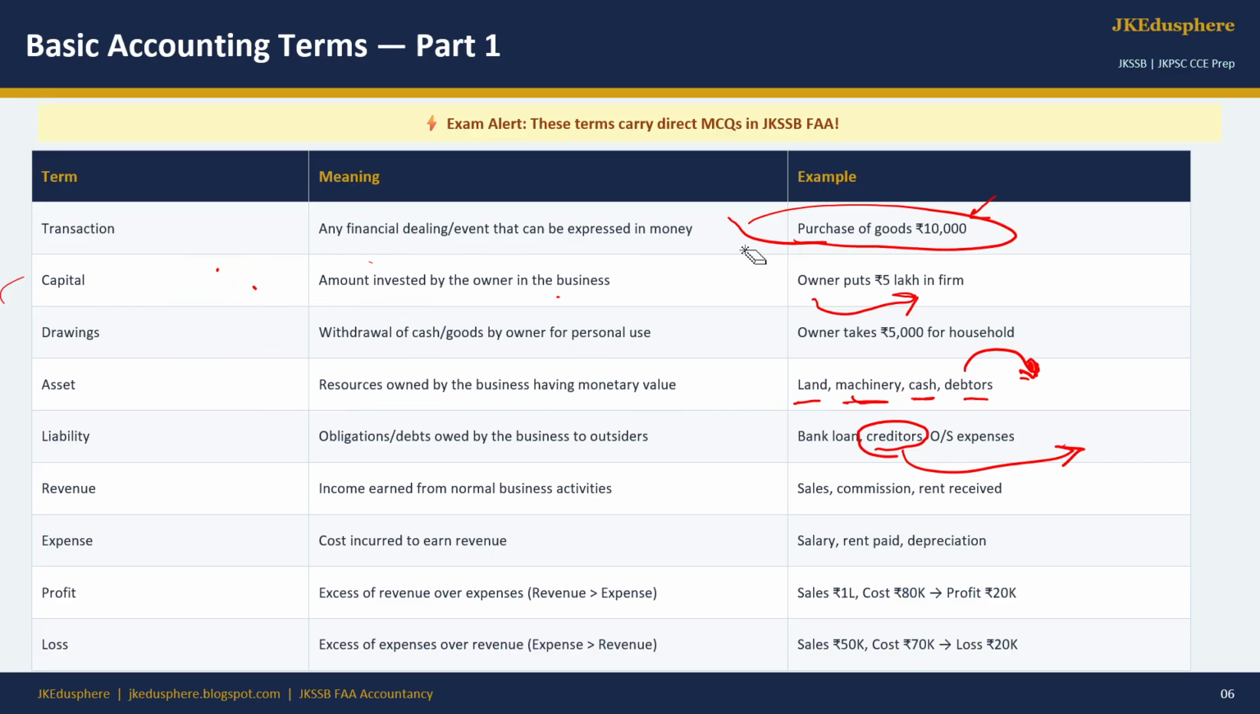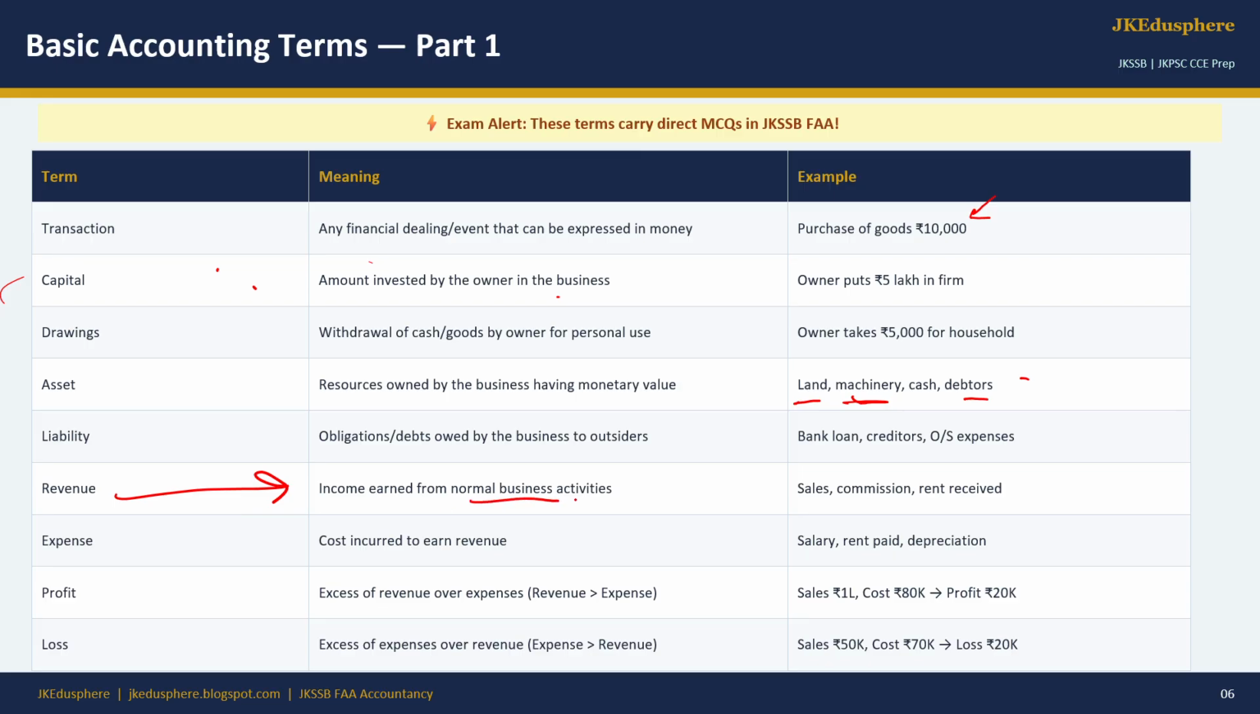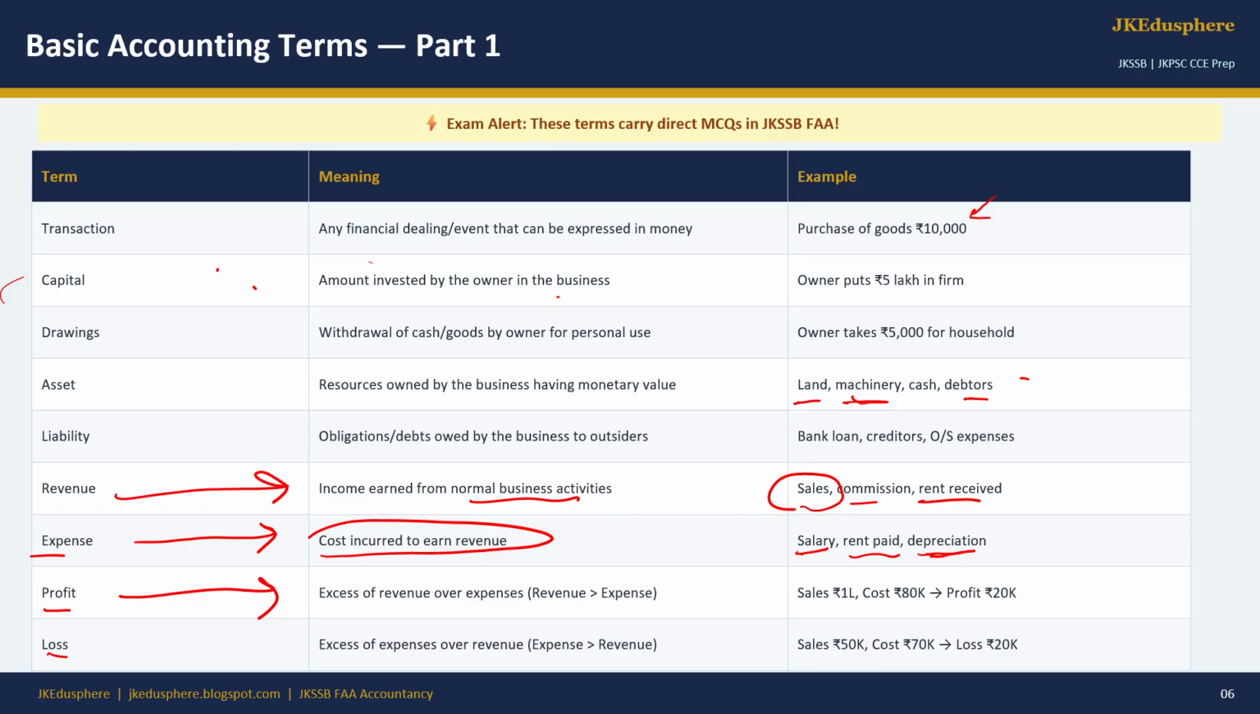All right. So next part is revenue. We will be seeing revenue. What revenue is? So revenue is the income earned by normal business activities. For example, sales, commission, or rent received. Then comes expense. Expense is the cost incurred to earn revenue. All right. For example, salary, rent paid, depreciation, etc. So profit and loss, we all know, the excess of revenue over expense. All right. So loss is excess of expense over revenue.